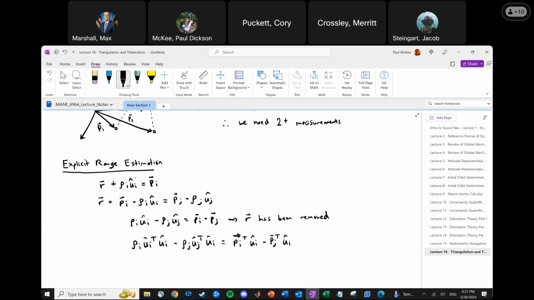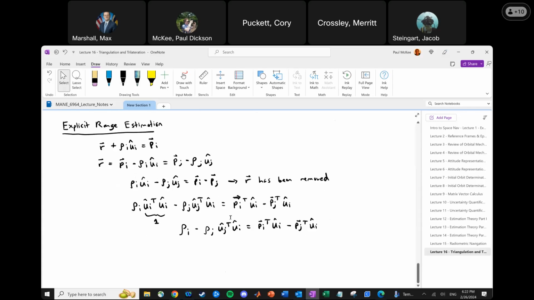And so what that gives us is rho_i times 1, right? Any unit vector transposed with itself is just 1. I keep saying the wrong thing, sorry. I'm getting tired and I'm starting to make mistakes here. So we ultimately get rho_i minus rho_j u_j transpose u_i is equal to p_i transpose u_i minus p_j transpose u_i. And you can imagine that we could do the exact same thing the other way around to solve for rho_j, right?